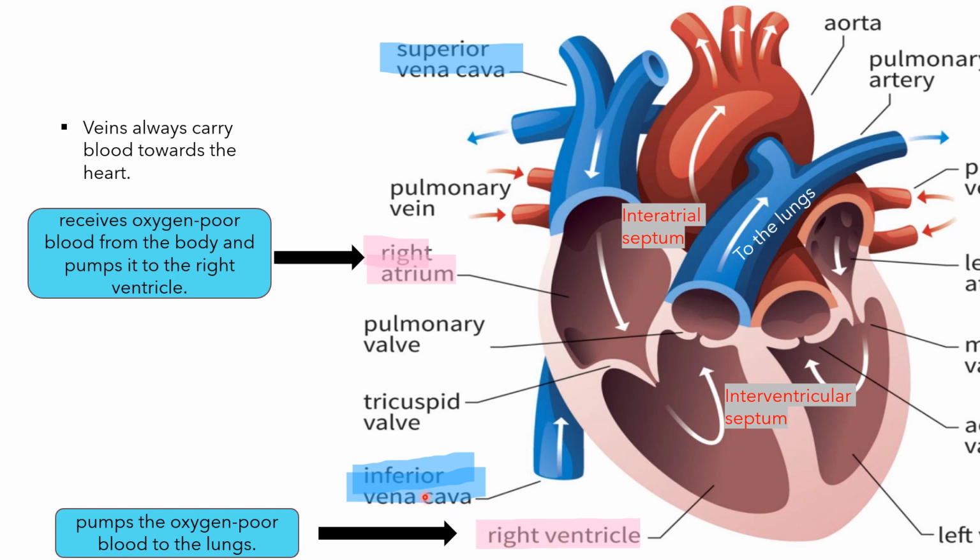So the blood will leave the superior vena cava and inferior vena cava and enter the right atrium here. When the right atrium contracts, the blood goes through the tricuspid valve and into the right ventricle down here. The function of the tricuspid valve is to allow the blood to flow in one direction only.